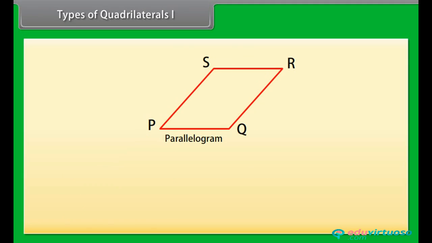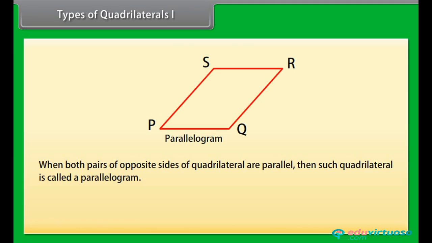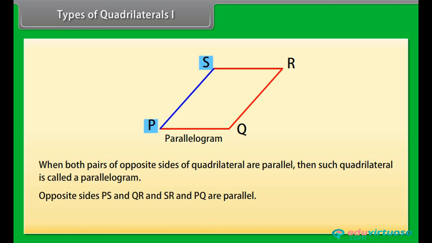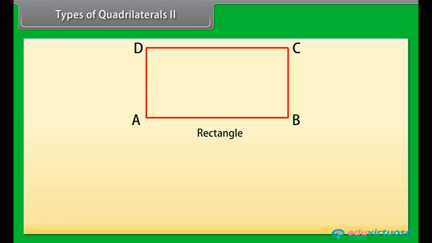Next is parallelogram. When both pairs of opposite sides of a quadrilateral are parallel, then such a quadrilateral is called a parallelogram. Here opposite sides PS and QR and SR and PQ are parallel. So PQRS is a parallelogram. Types of quadrilaterals 2. Now come to rectangle.